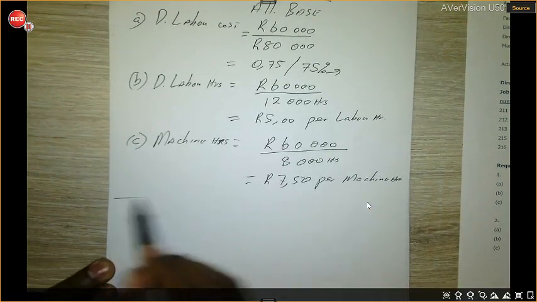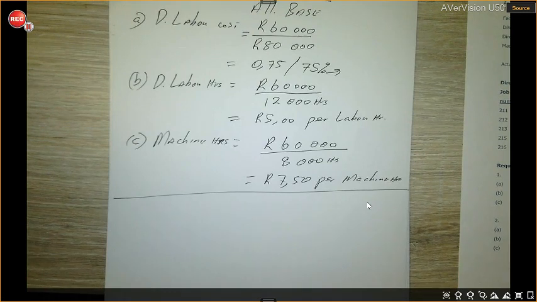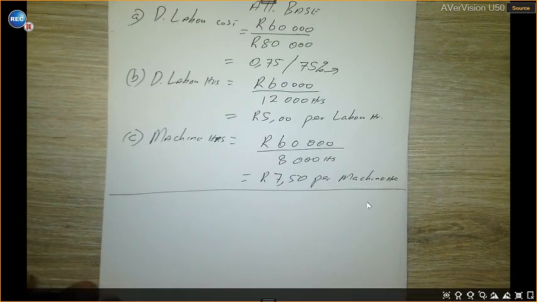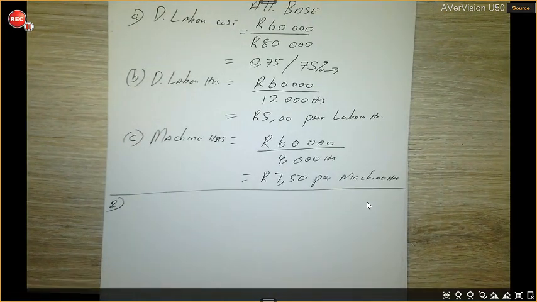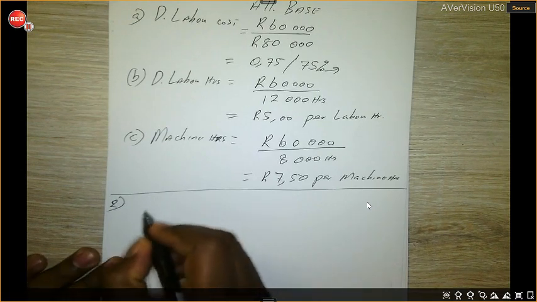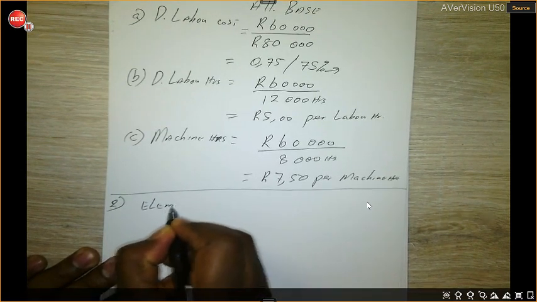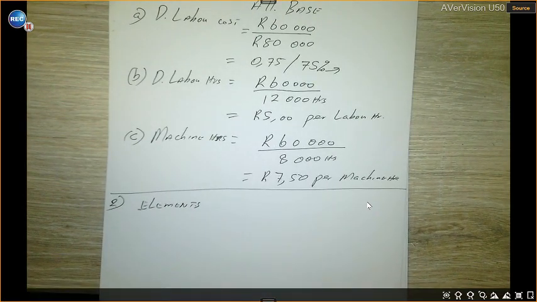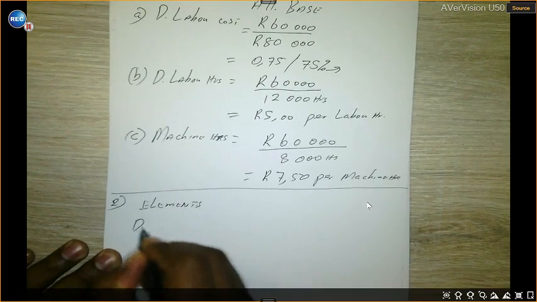That's it. So you've done with your requirement 1, and as I've said, this is just a revision of what we've done in chapter 5. Now look at requirement number 2. It says compute the cost of the following jobs: Job 211, 212, 213. Once you see again, guys, the word cost, that must remind you of the elements of the cost. What makes the cost? Your direct material.